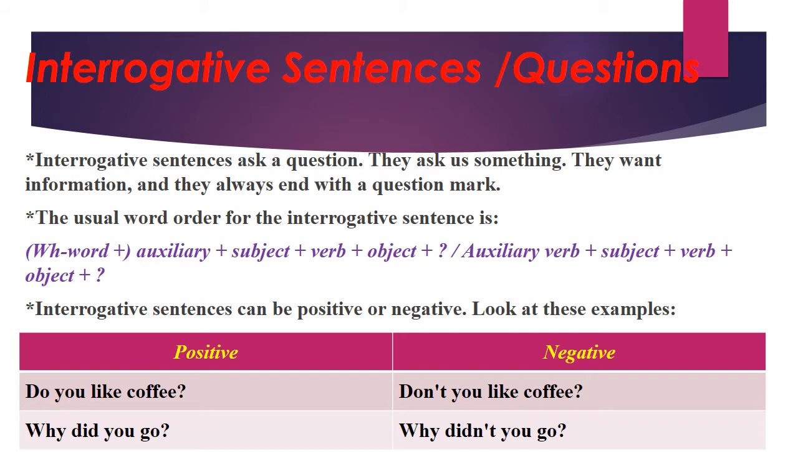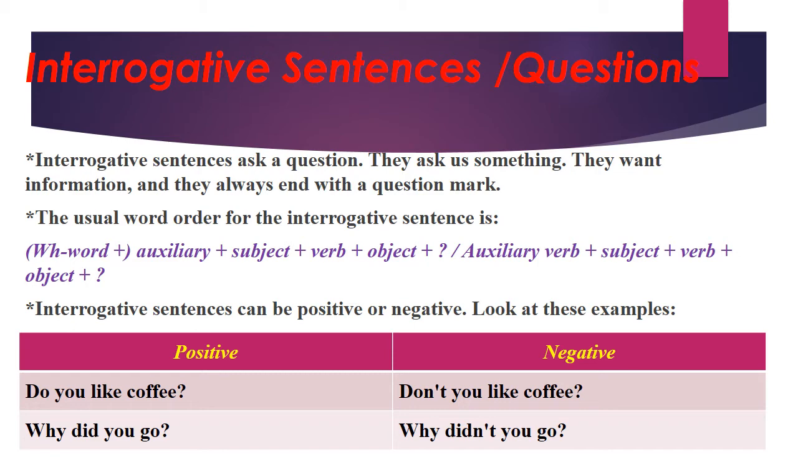For example, if I ask you a question, are you a doctor? Your answer will be no. But if I ask you, are you a student? It can be yes. Are you a teacher? It can be yes. So based on the answer, it varies. So we can call this type of sentences yes or no questions, and they belong to interrogative sentences.